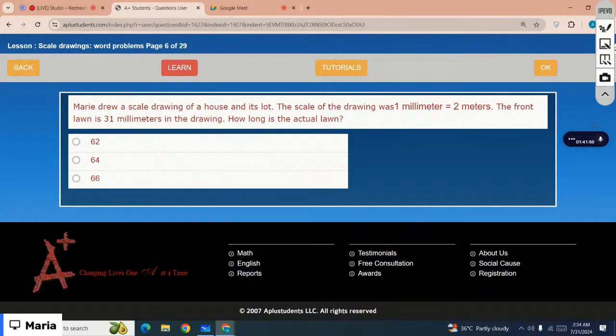Very good. That is 62 meters long. The correct option is 62. Option number one is the correct option. Okay, you can complete the lesson by yourself. Let me just move on to the next lesson.